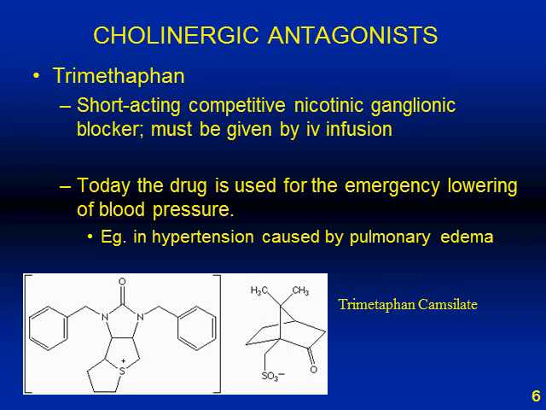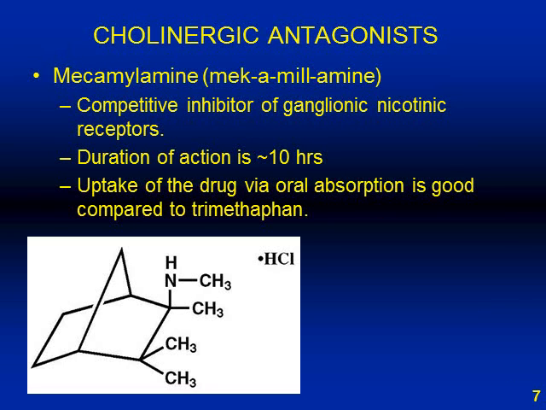Trimethaphan is given intravenously, and it is used for the emergency lowering of blood pressure. So somebody comes into the emergency room and their blood pressure is 205 over 155, right? Much higher than it should be. And the physician decides that we have to lower that blood pressure, and we'll deal with other types of antihypertensives later. So we have trimethaphan as a ganglionic blocker, and we have mecamylamine.